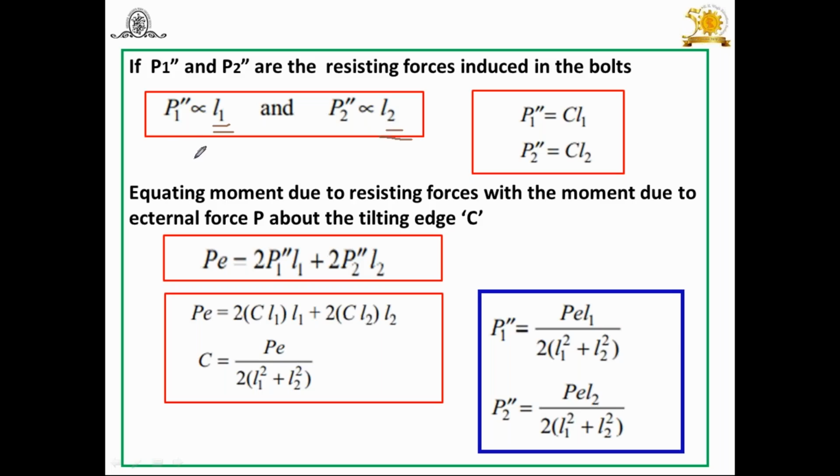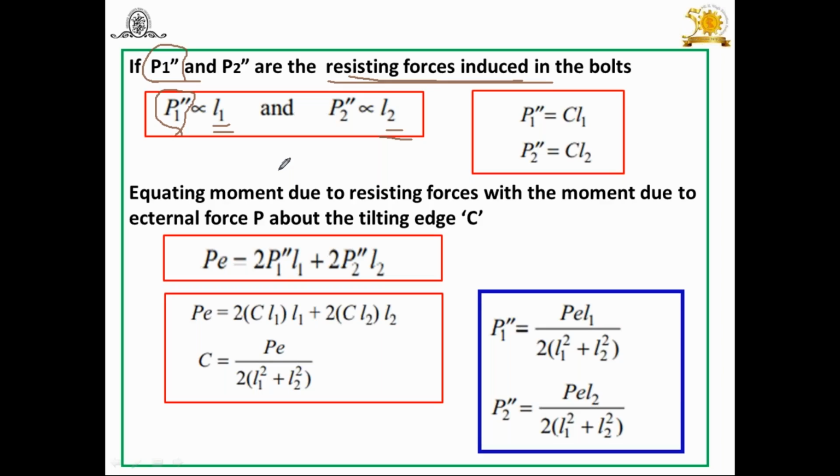Now, therefore, if we are going to assume P1 double dash, because we have used the nomenclature P1 dash for direct shear force. Now here we are going to use another nomenclature, P1 double dash and P2 double dash. These are the resisting forces induced in the bolt, and these are resisting forces because of the moment P into U.